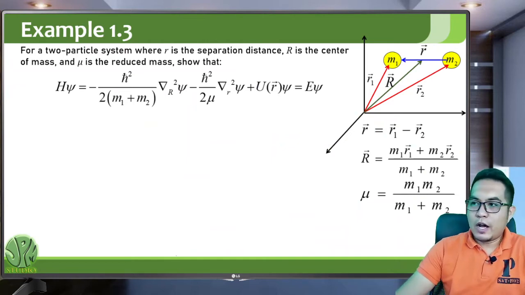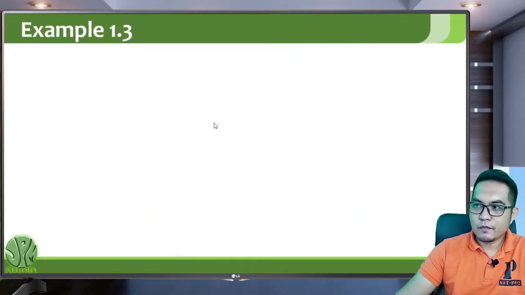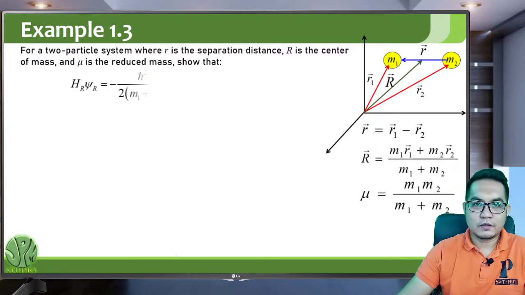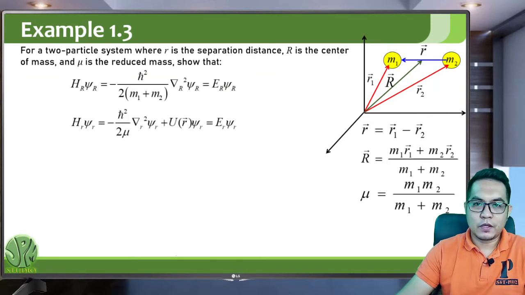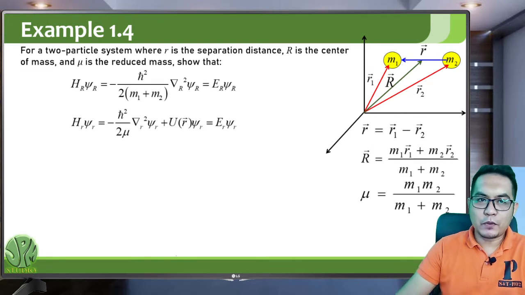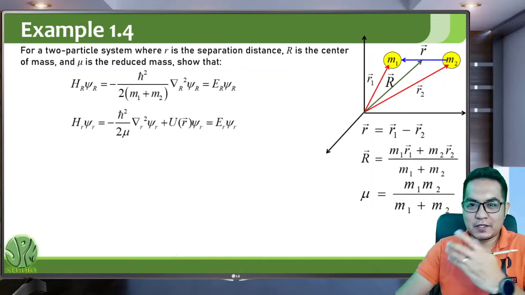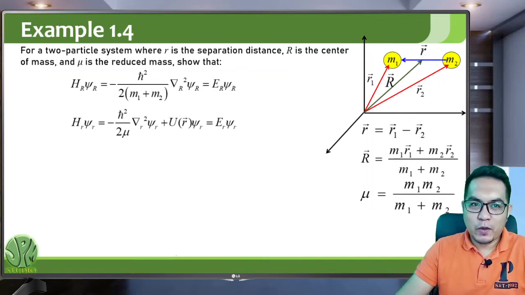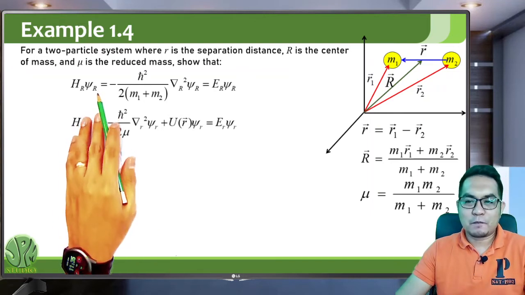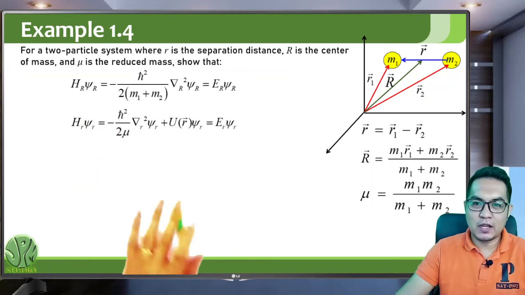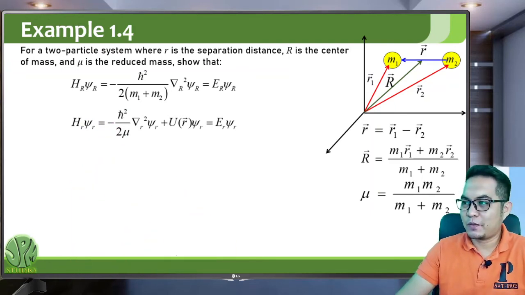So for our last example, this is with regards to the reduced mass. Oh, sorry. This should be example 1.4. So this is example 1.4, still a continuation of the first problem. So show that you can separate the time-independent Schrödinger equation into the center of mass component and the separation distance small r component. So I will leave this one as an exercise for you.